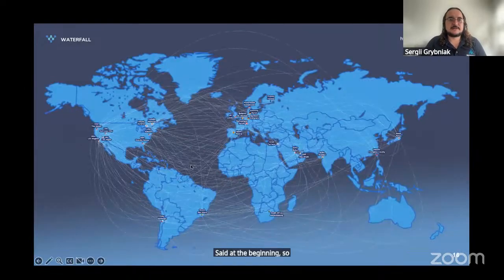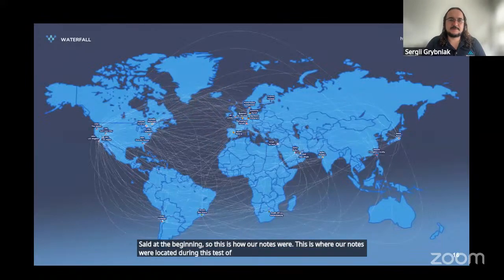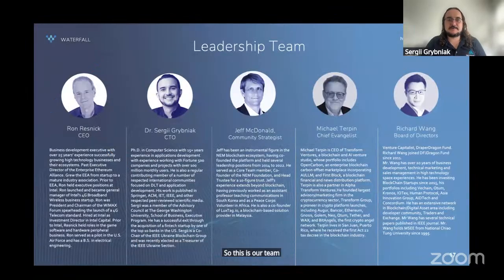So this is where our nodes were located during this test of almost 1.6 million validators. So this is our team. Well, I will not spend too much time talking about them.